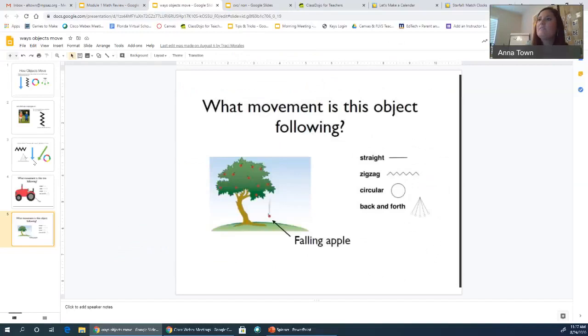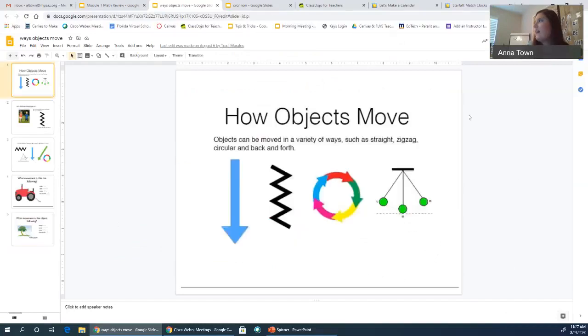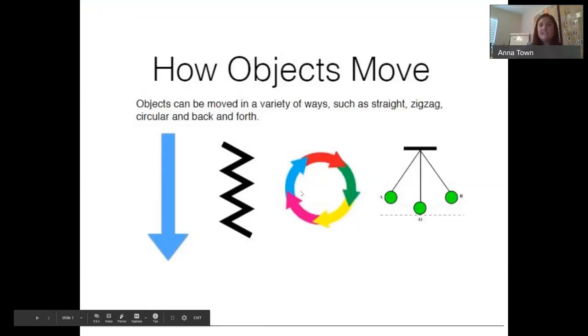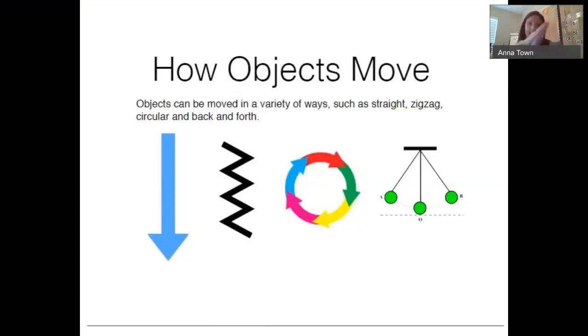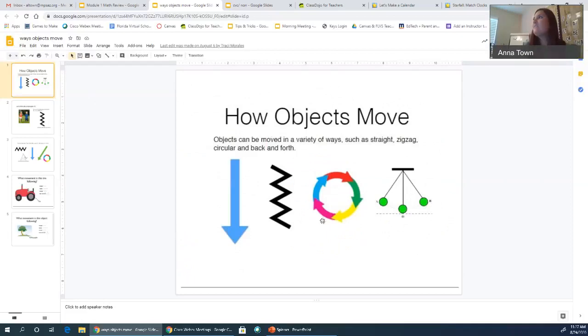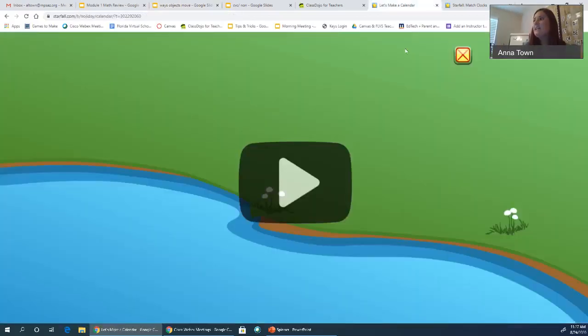Okay, boys and girls, let's just review the movements one more time. I'm going to show us the slide again. So we have up and down, straight lines, zigzag lines, round and round like the tire of the tractor, and we have back and forth like the swing, or we call this Newton's cradle. Wonderful job. Okay, that was it for review of science. Let's move on to calendar time.